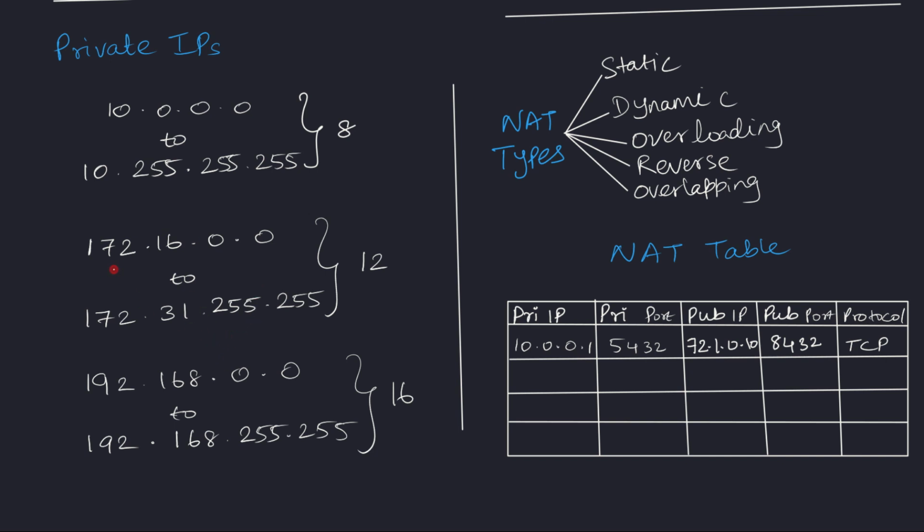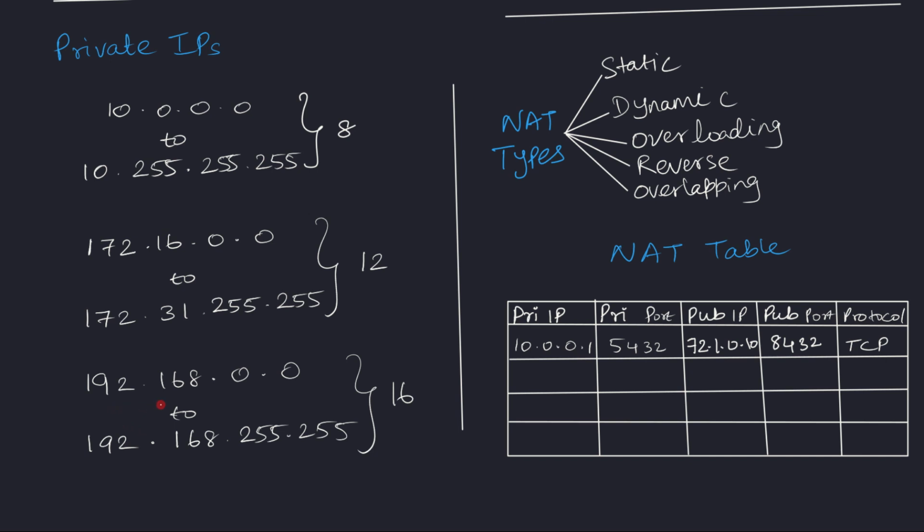So for class B, it starts from 172.16 and it goes up to 172.31. Okay, the last 2 octets can range from 0.0 to 255.255. Here the first 12 bits are fixed. So here again you can choose the first 16 bits or first 24 bits as a network portion, and the remaining bits can be used for the host.